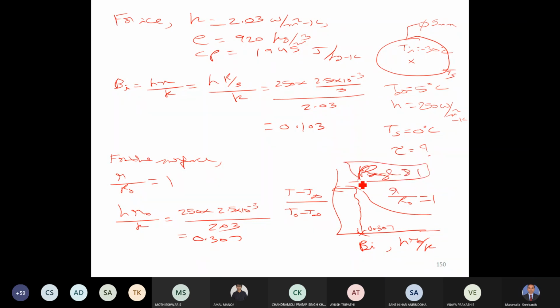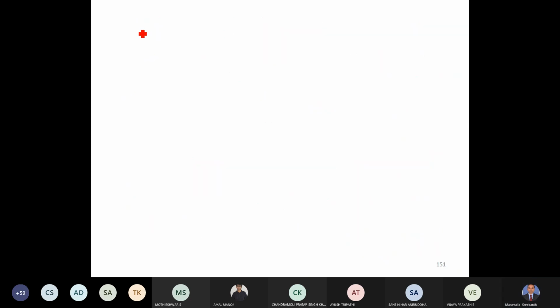Of the data book. So from this, you tell me what is the ratio of T minus T infinity divided by T naught minus T infinity. 0.87 something. 0.86. Okay, yeah, this happens to be 0.86. T minus T infinity, now this T is at R by R outer, divided by T naught minus T infinity is 0.86.